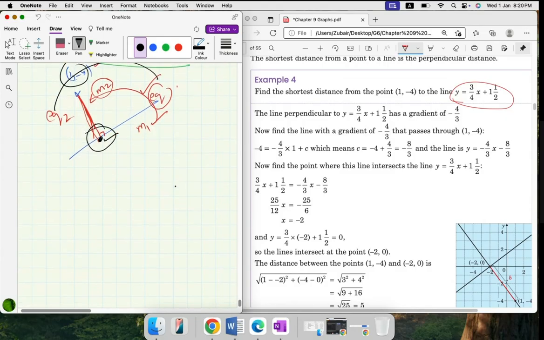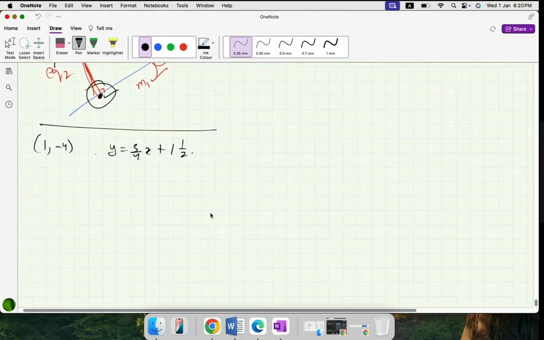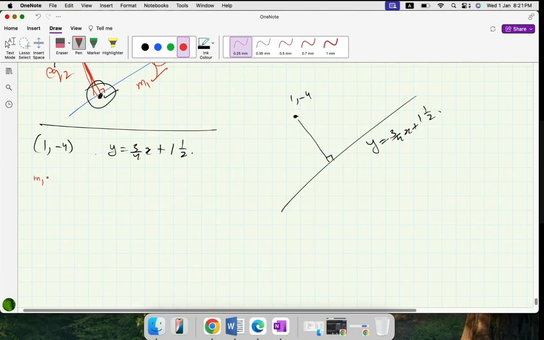So if the storyline is clear, writing the question: the point is (1, -4), and the equation is y is equal to 3/4 x plus 1 1/2. So basically m1 is equal to 3/4. This gives me m2, the negative reciprocal.